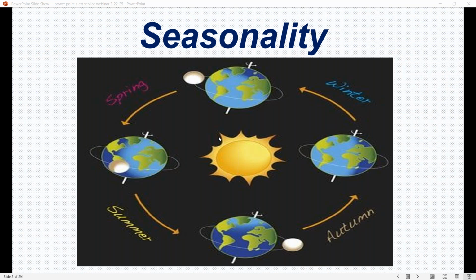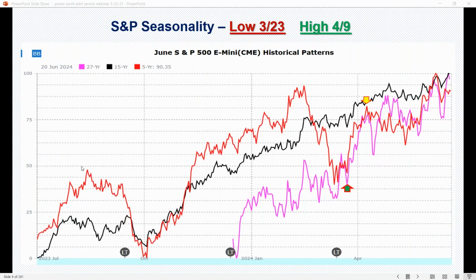Now, the next thing I always want to be aware of is seasonality. Seasonality can play such an important part in any kind of market, from crude oil to gold to the S&P to all the different markets. We can look at seasonality, which tends to have recurring events each and every year based on certain supply-demand functions.